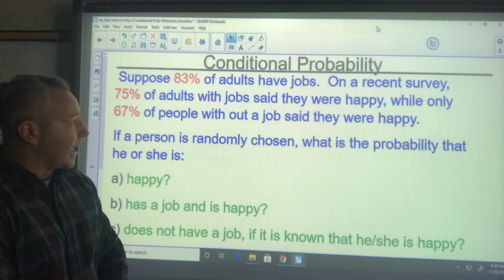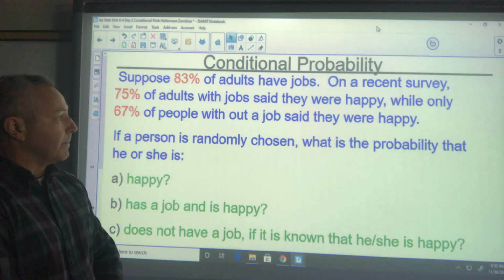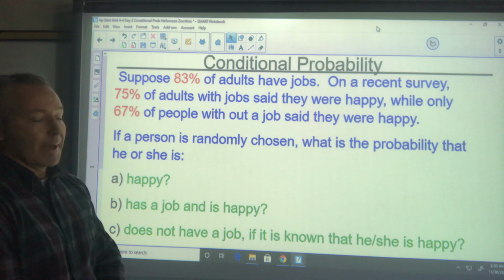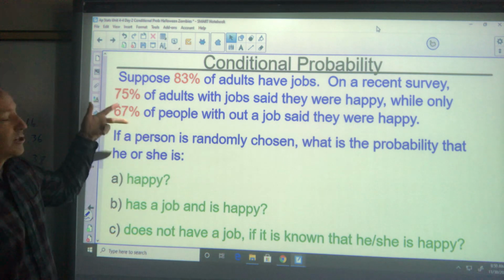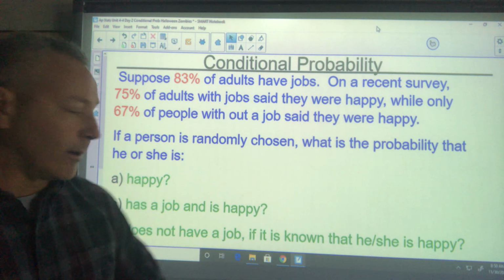83% of adults have jobs. On a recent survey, 75% of adults with jobs said they were happy, while only 67% of people without a job said they were happy. So again, the probability of being happy depends on whether they have a job or not. I'm looking for that type of situation, and I'm going to make a tree diagram.